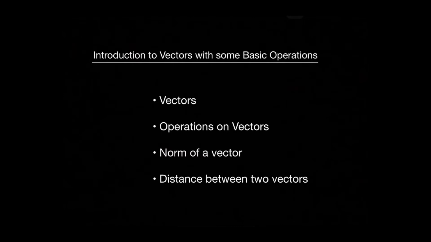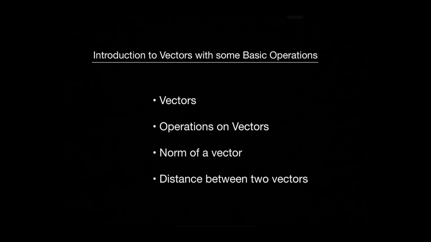Linear algebra is concerned with two types of mathematical objects. One is matrices and the other is vectors. We already discussed the basics of matrices in our previous video. You can go through it and take some basic information about matrices.